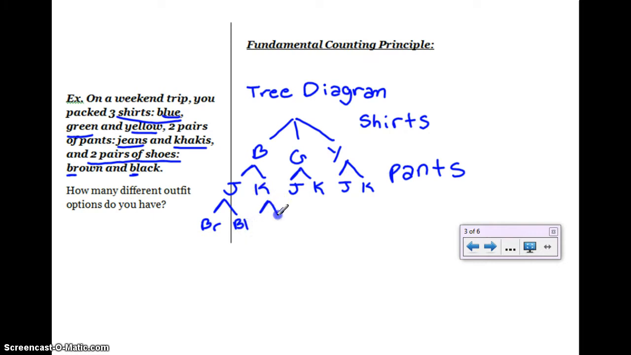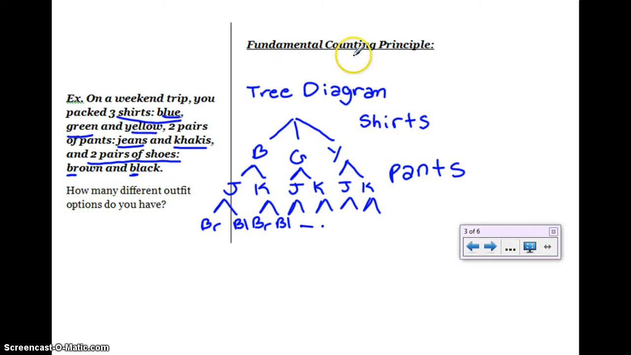And that's going to happen for every single possible combination as we go down, okay? So if you guys think about it, I'm going to just say dot, dot, dot, because that's going to happen throughout every single one. I could have blue, jeans, brown shoes, blue, jeans, black shoes. So if you guys count every single possible combination, here's 1, 2, 3, 4, 5, 6, 7, 8, 9, 10, 11, 12. It looks like we're going to have 12 possible combinations.